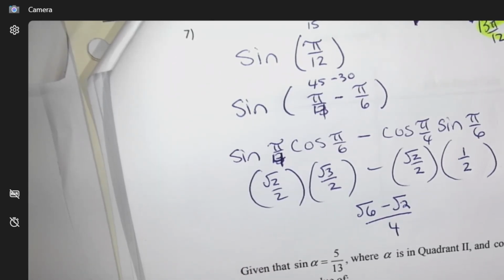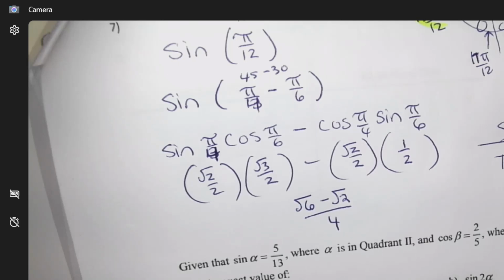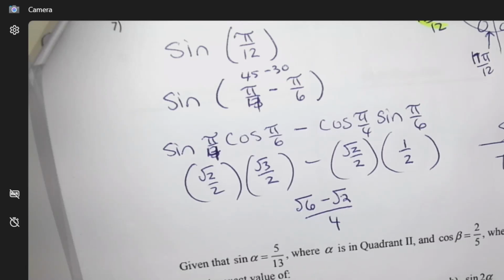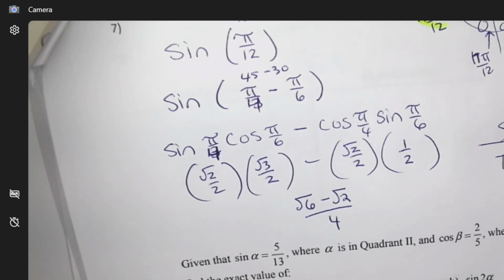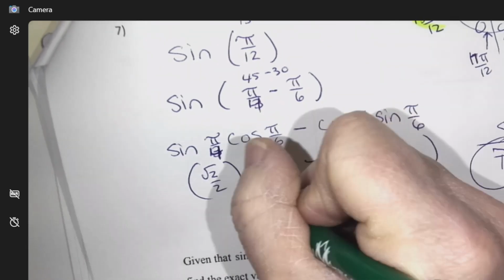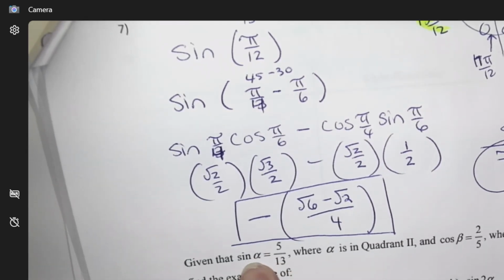Okay, not done because I have to ask myself about ASTC, because I did the sine value for 15 degrees, which is not actually where I am. So then, what do I have to do if I am in this quadrant? I have to negate my answer. Okay?